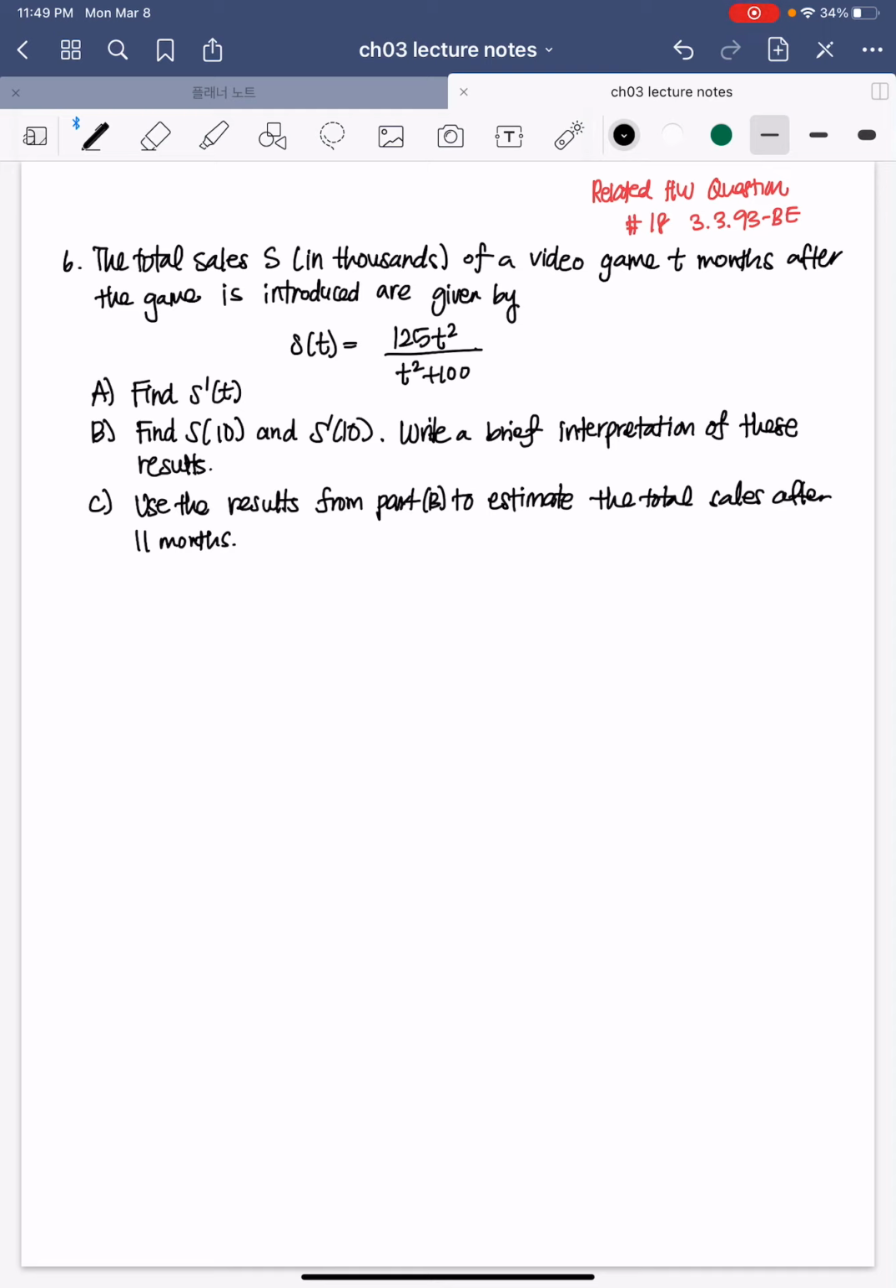The total sale S in thousands of a video game T months after the game is introduced is given by S of T equals 125T squared divided by T squared plus 100. Find S prime of T. So that's easy. Let's begin with A, S prime of T. And obviously you can see that this requires a quotient rule because you see a fraction.